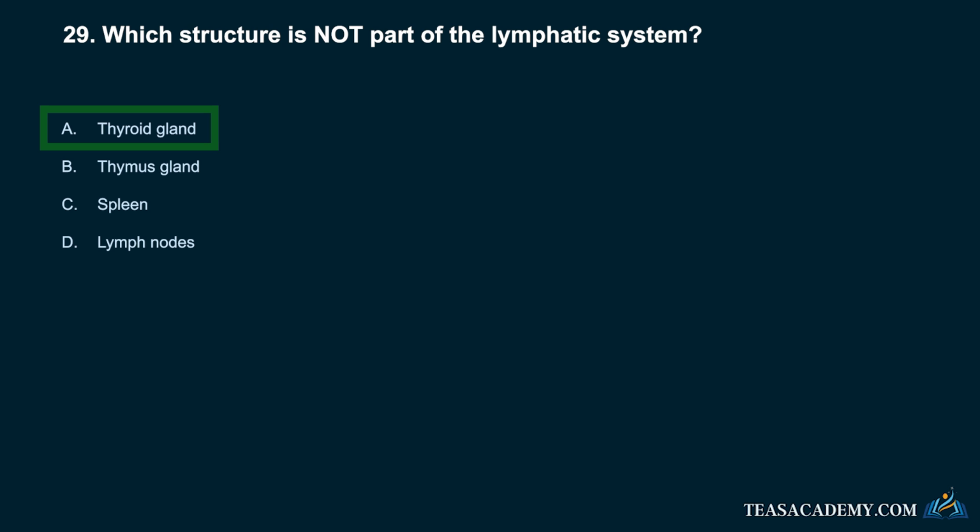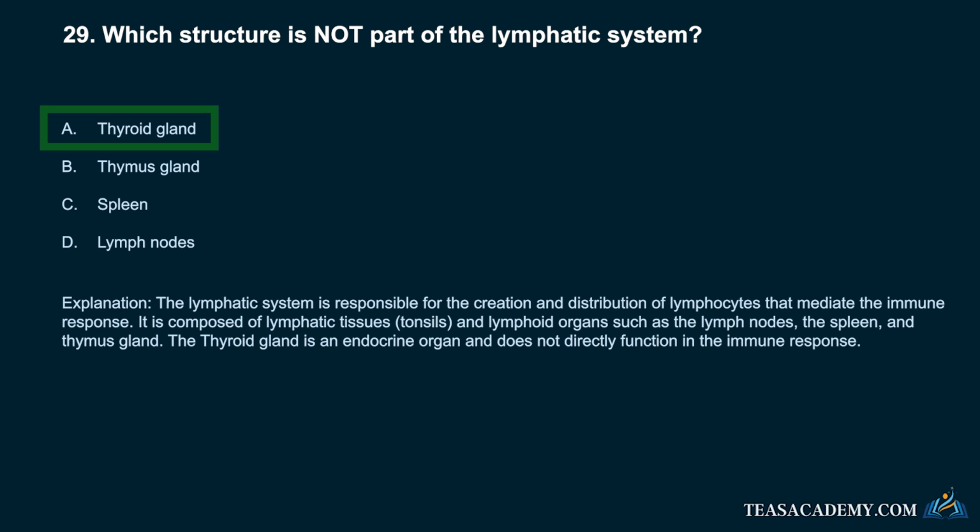Correct answer, A. Thyroid gland. The lymphatic system is responsible for the creation and distribution of lymphocytes that mediate the immune response. It is composed of lymphatic tissues, tonsils, and lymphoid organs such as the lymph nodes, the spleen, and thymus gland. The thyroid gland is an endocrine organ and does not directly function in the immune response.